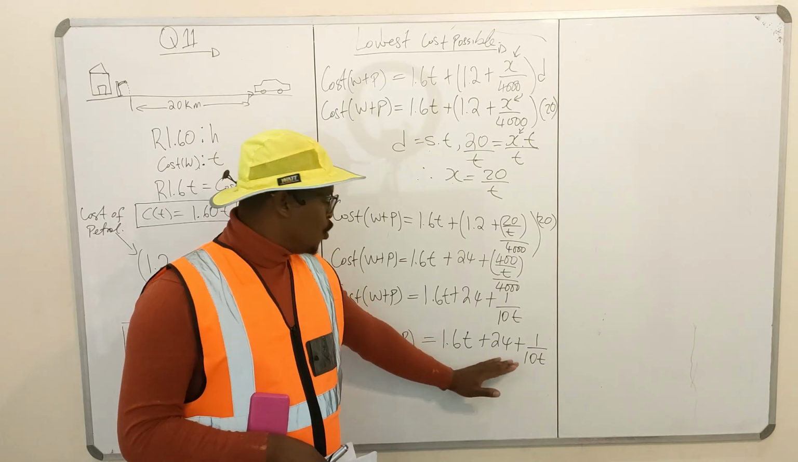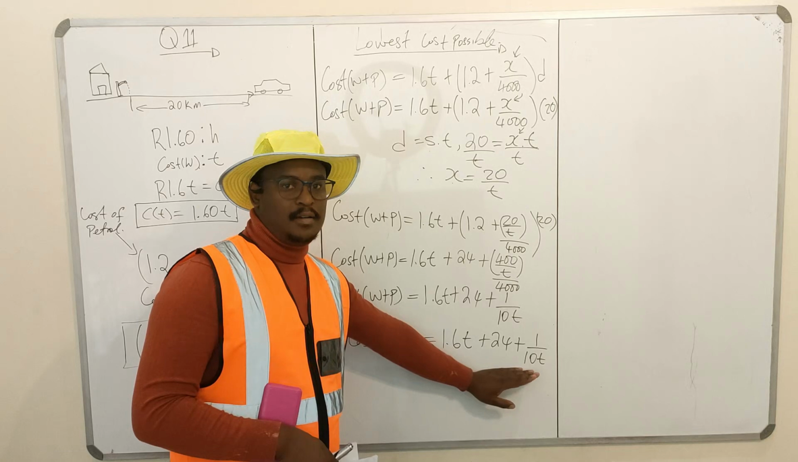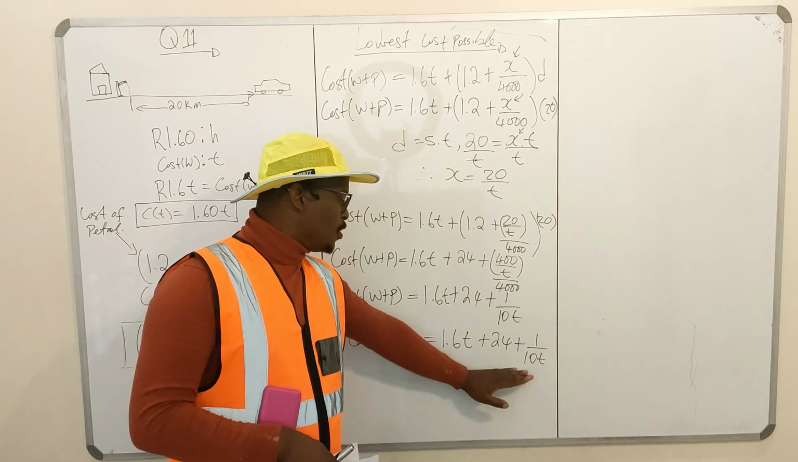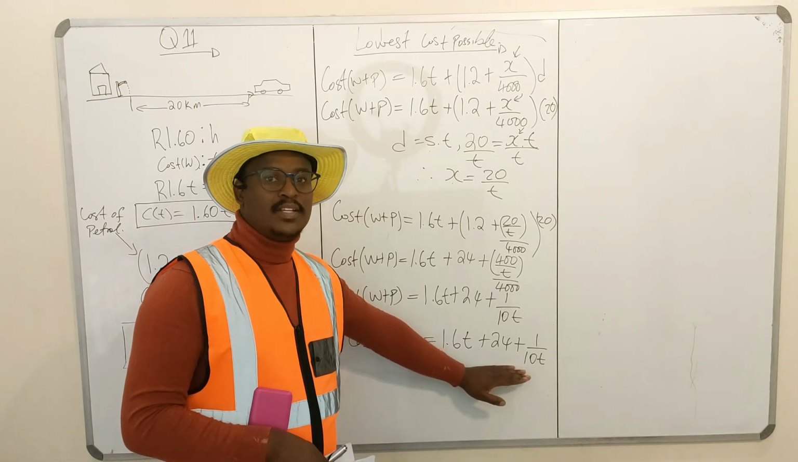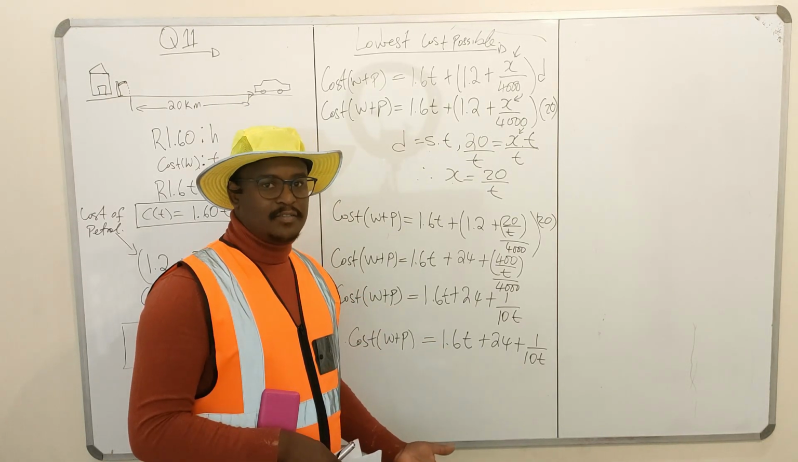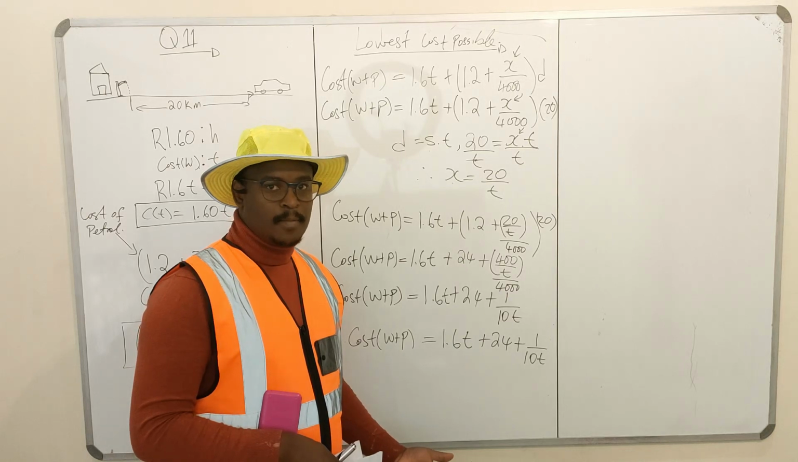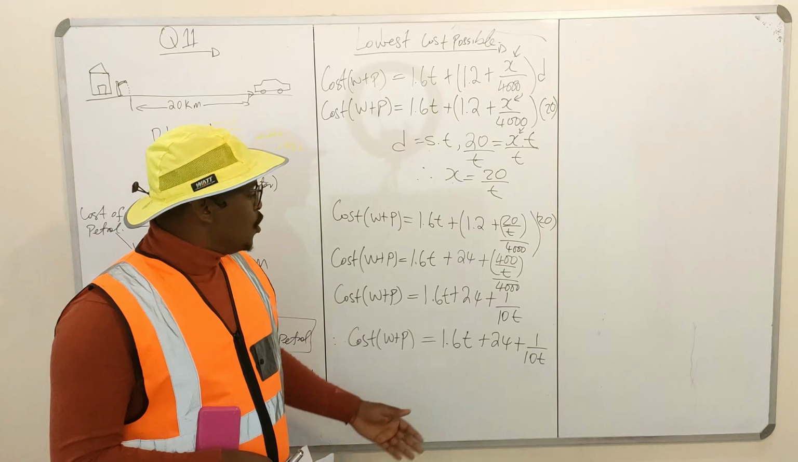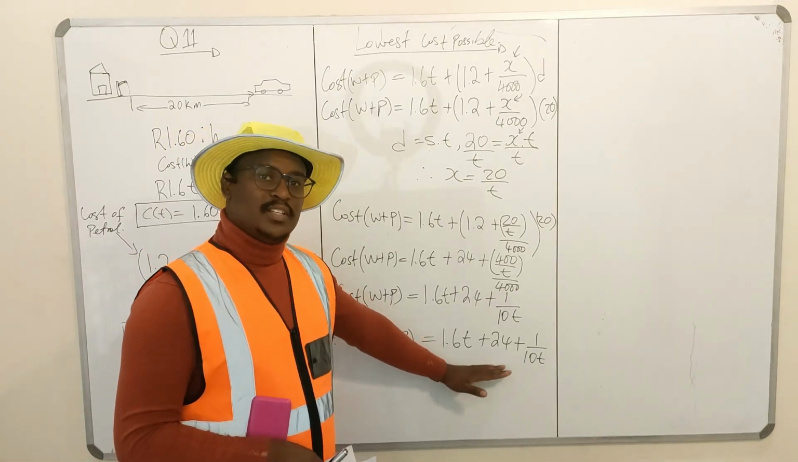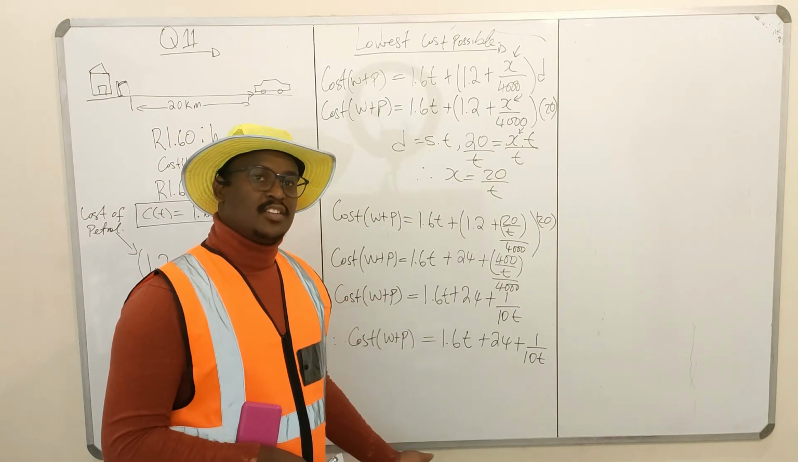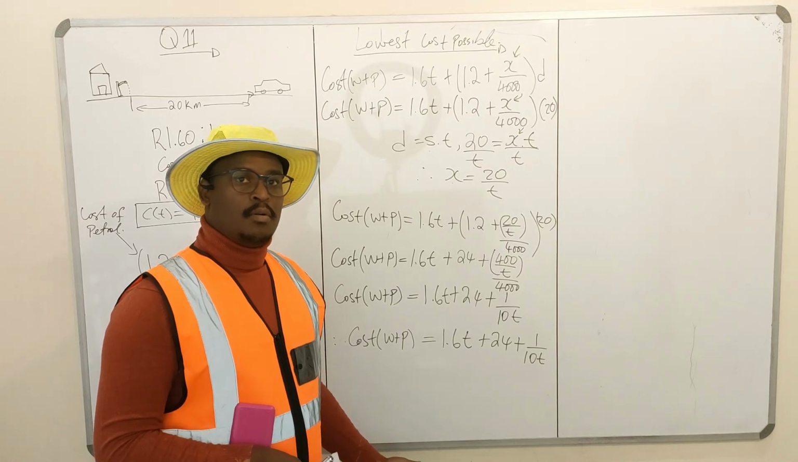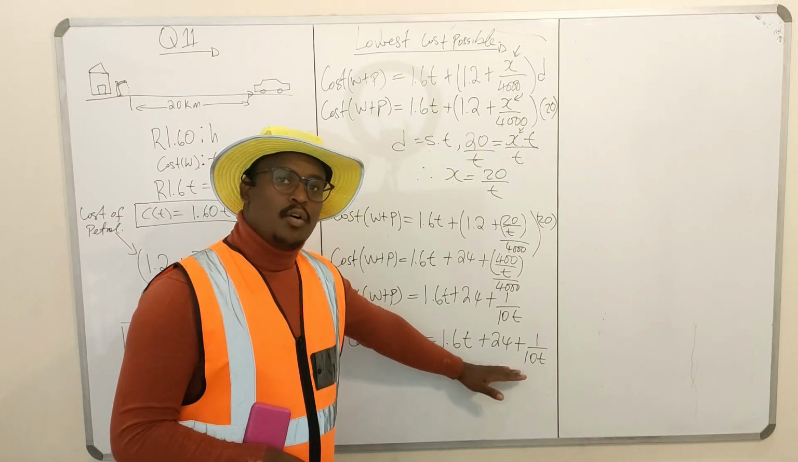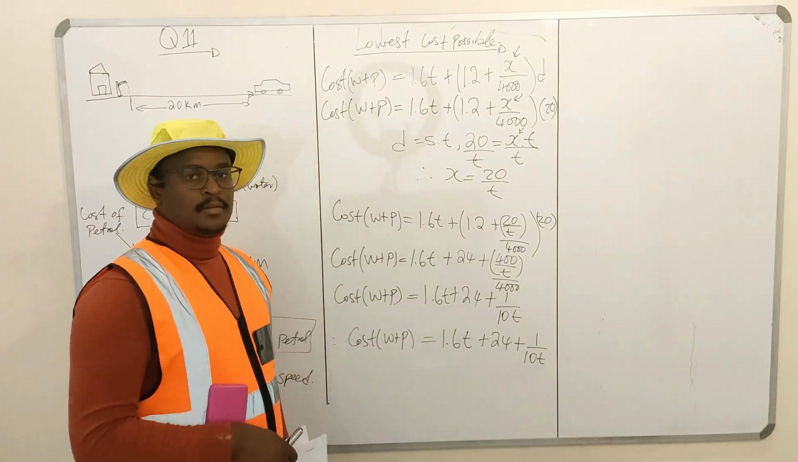So its lowest point would be a turning point of this thing here, right? And you know, at the turning point, the gradient is what? Is 0. How do you get the gradient of 0? At that point the gradient will be 0, or the rate of change will be 0. So you derive this, equate to 0 and solve for t.